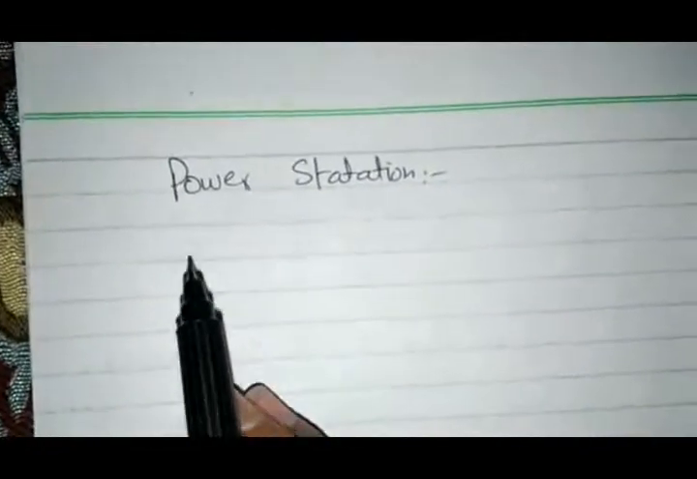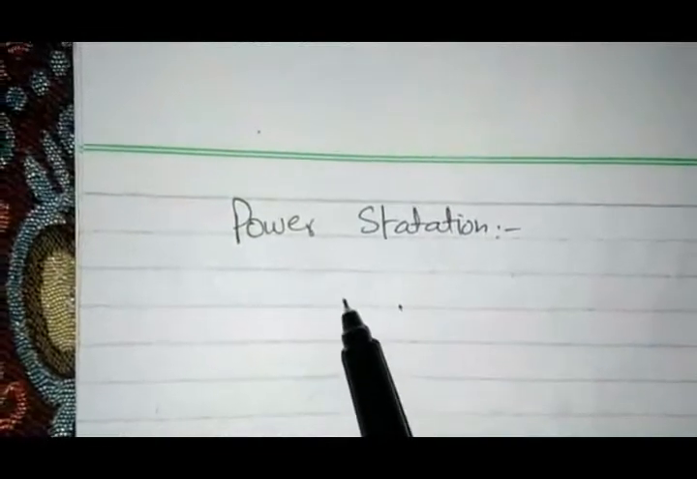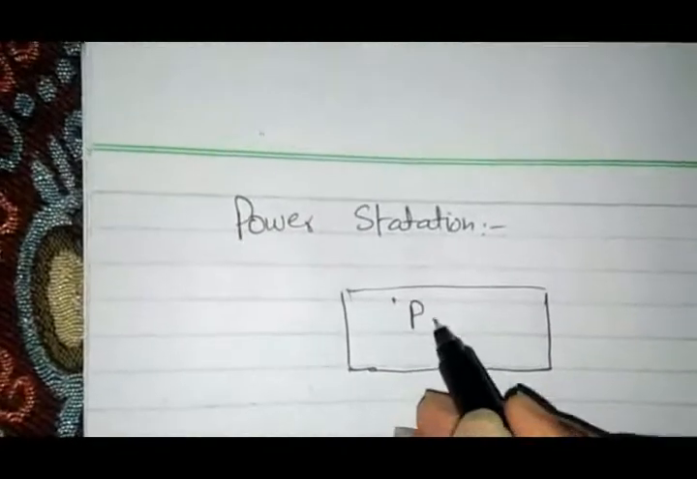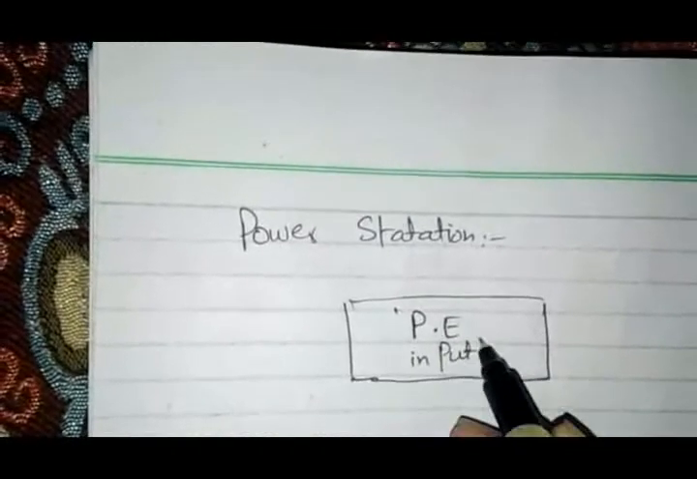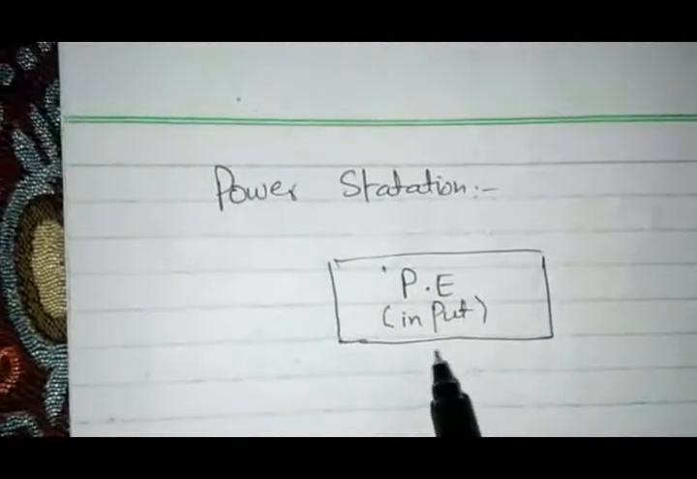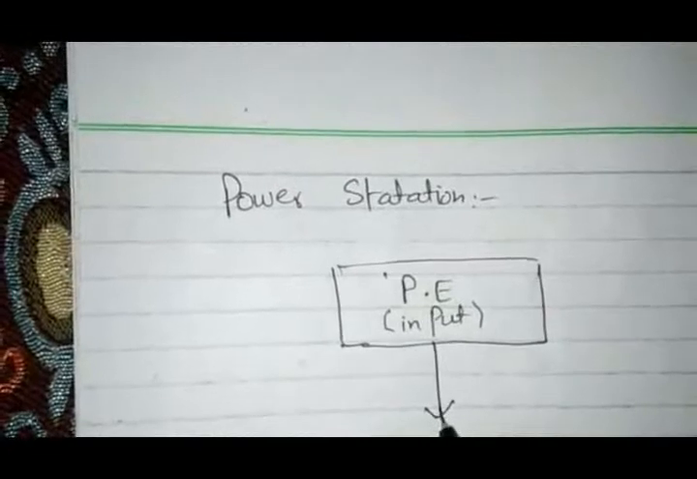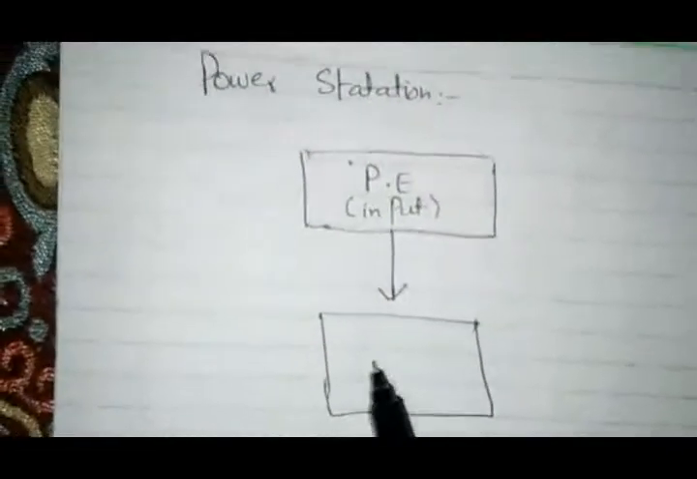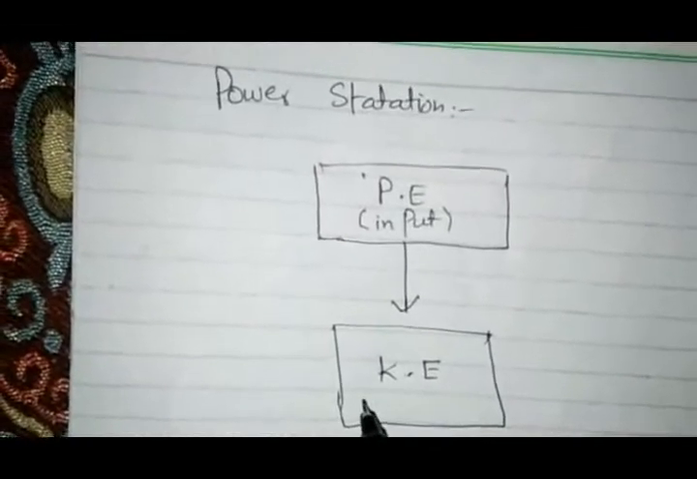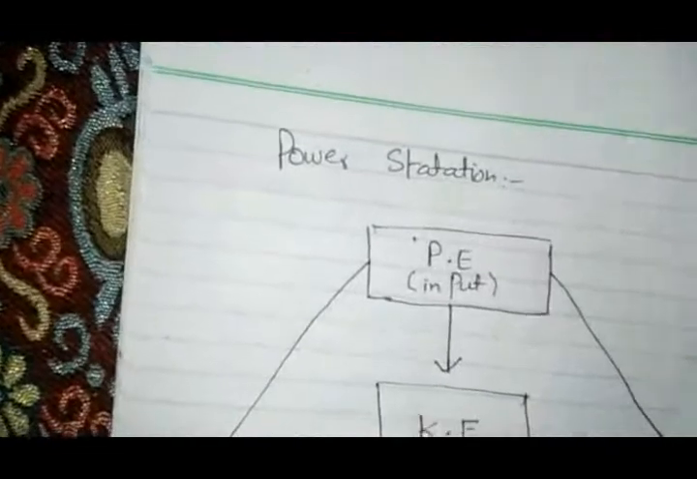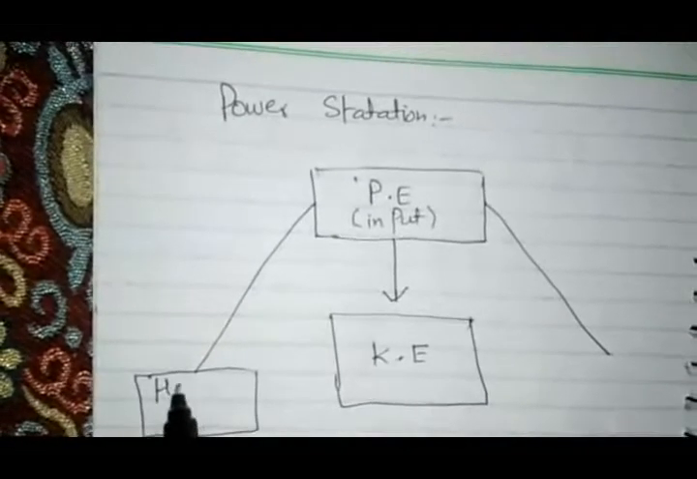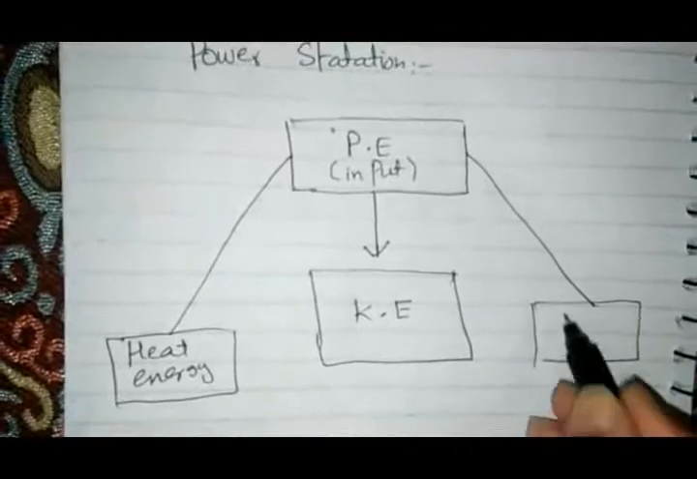Next students, we have a flow diagram of power station. In power station there is energy stored. So the stored energy is called potential energy. So power station has potential energy as input. This stored potential energy, when the powerhouse is started, then there is produced a motion. So potential energy changes into kinetic energy, because the energy due to motion is called kinetic energy. But also this potential energy produces sound energy and heat energy.